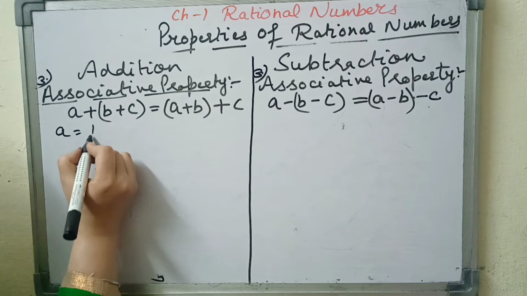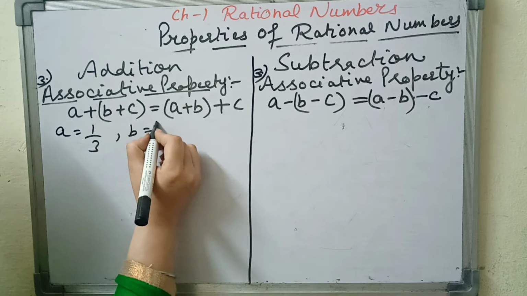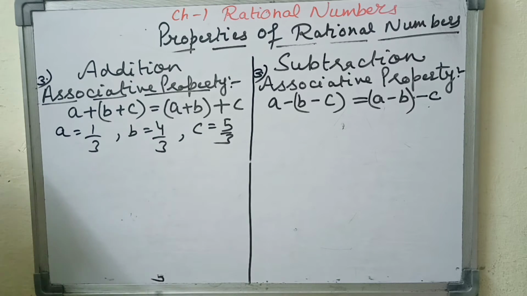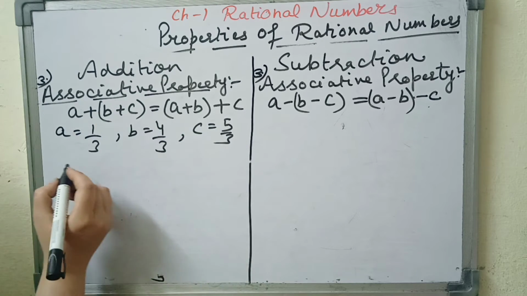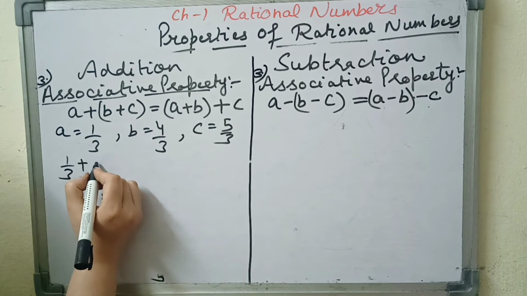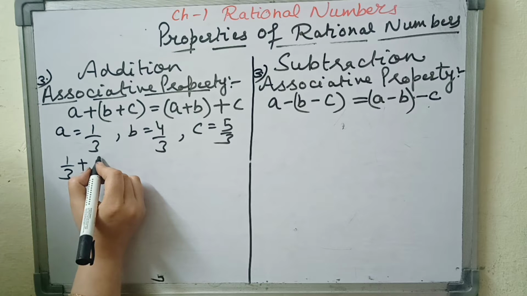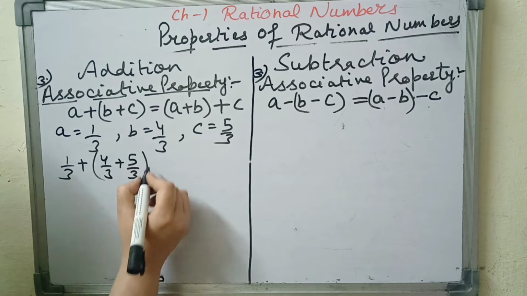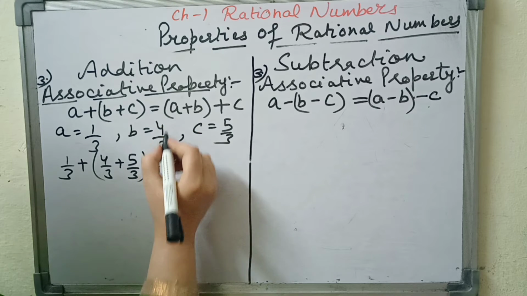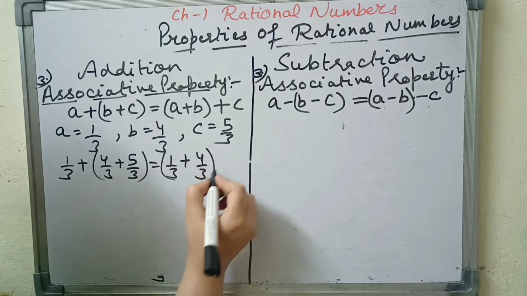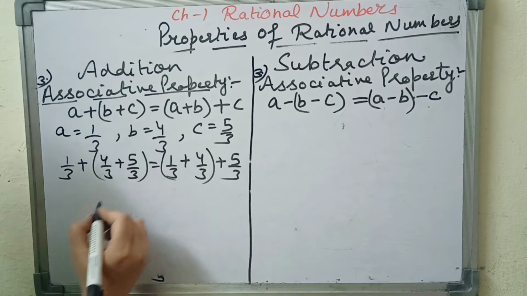Let us take A as 1 over 3, B as 4 over 3 and C as 5 over 3. You can take any example. Now put these values and I verify it. In the left hand side, A is 1 over 3, so I put here A as 1 over 3, B I take 4 over 3 and C I take 5 over 3. Now putting the values, I will solve it. A again 1 over 3 plus B 4 over 3 and C is 5 over 3.